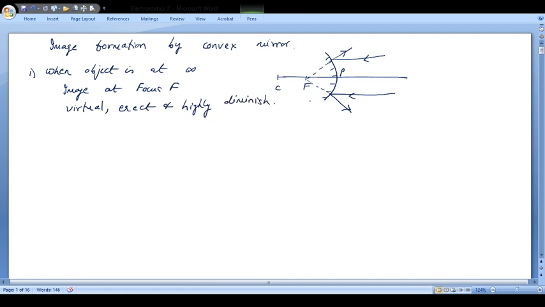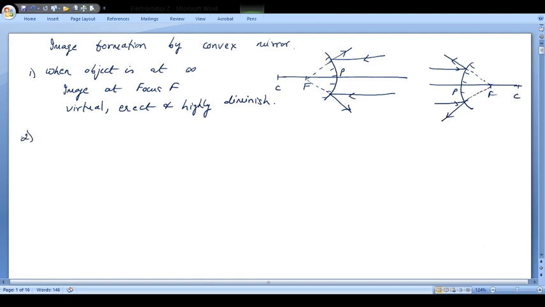Now see students, normally you don't draw the figure like this. You are in a habit of drawing the figure in this way, right? So you can also draw it in this way. This is your convex mirror. So here you will have P, here you will have F, and say this is the C. If you have the parallel rays coming like this, they will pass through the focus. So these rays will go in this direction. So both the figures are correct.